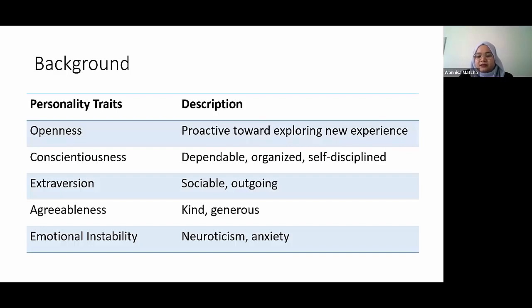Extraversion reflects sociable behavior. A high score in extraversion tends to indicate being friendly, talkative, and more outgoing compared to a lower score. Agreeableness is characterized as being generous, kind, and helpful. Emotional instability, also referred to as neuroticism: those who score high in emotional instability tend to be anxious, and a lower score tends to indicate being calmer and more in control of their emotions.